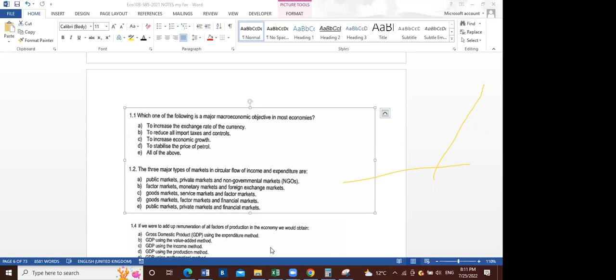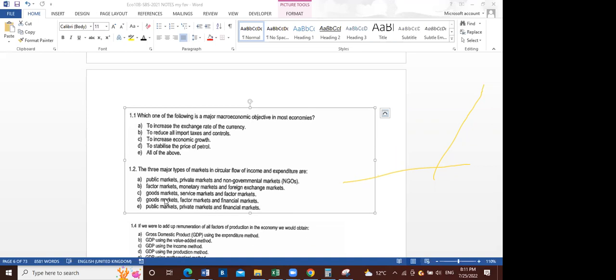Then option D, I would take option D to be correct, because option D has the goods market, it has the factor market, then it has the financial markets. So I would take option D to be correct because it represents all of the markets that we generally have in existence within an economy.